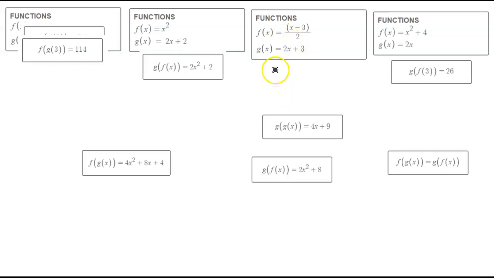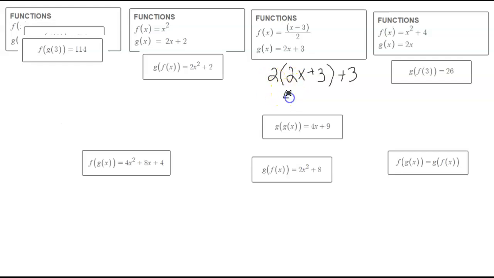That is possible. That is allowed. So wherever there's an x, I'm going to plug the g function into itself. So I left that space for the x. Now I'm going to fill this in with the g function. I'm going to distribute through.